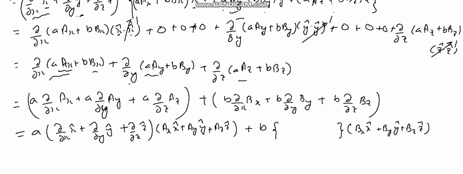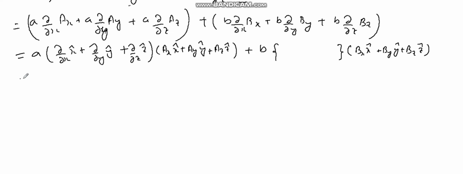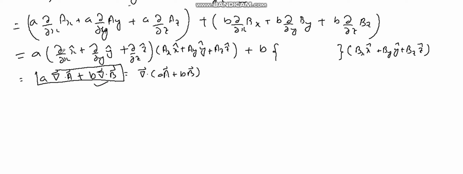Okay, and we know that this is nothing but a times the divergence of A plus b times the divergence of B. Okay, so we have proved it. How are we getting this from this? Once you just multiply these two things, you will get the same thing.